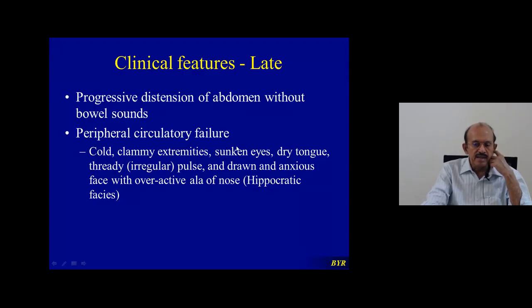That is sunken eyes. So eyes are drawn inside because of the reduced fluid in the body. All the body tissues, extracellular fluid has been depleted. Because of the loss of fluid from the extracellular compartment, the patient will be having sunken eyes. Eyes will be drawn inside. Tongue is dry. Pulse is thready. That is, of course, because of hypovolemia. Drawn and anxious face with overactive alae nasi. This indicates the hyperpnea.